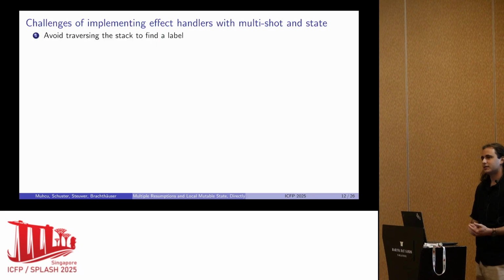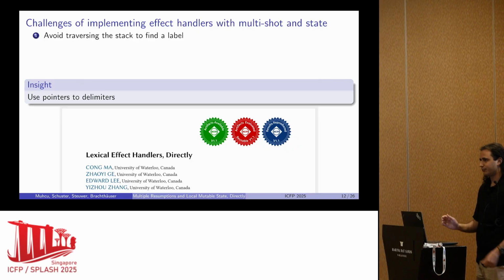Now, to implement these three operations, we have a few challenges we want to address. First, we want to avoid traversing through the stack and looking for a label. This problem has already been solved for single-shot handlers by this paper, Lexical Effect Handlers, Directly, where it was shown that we can use direct pointers to the delimiters for lexical effect handlers. And we are generalizing their approach to also work with multi-shot handlers.